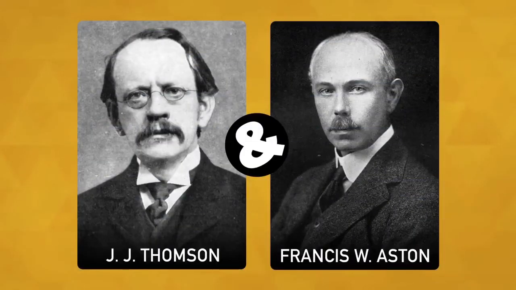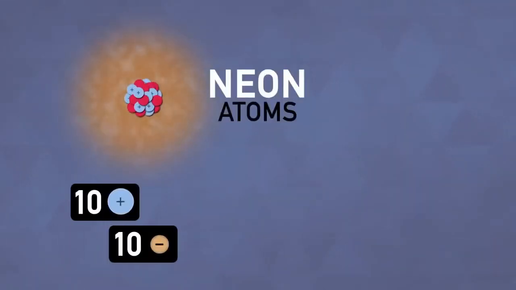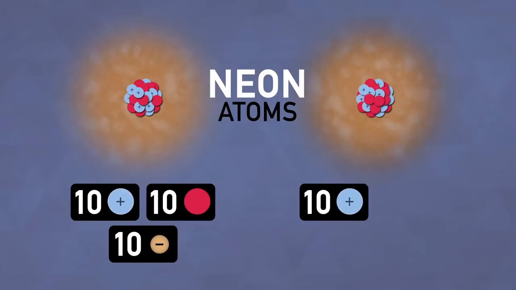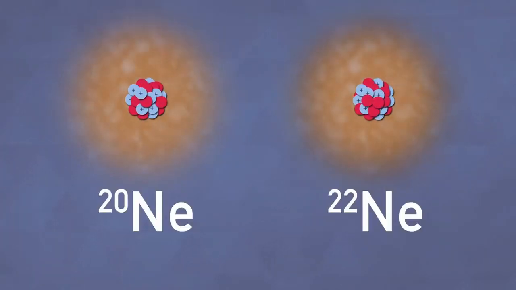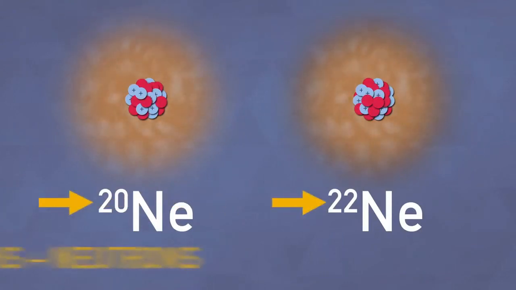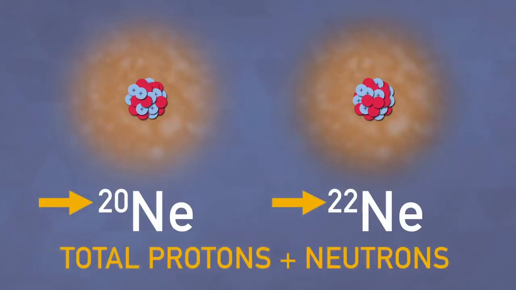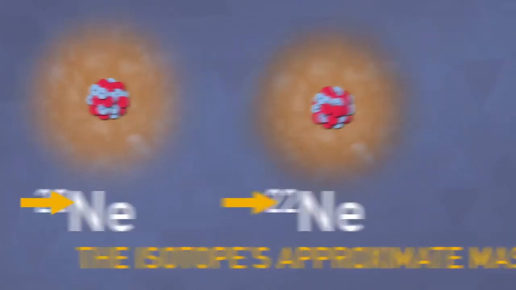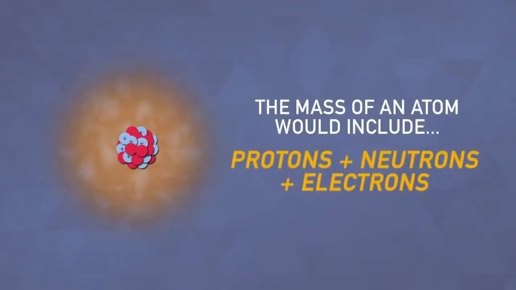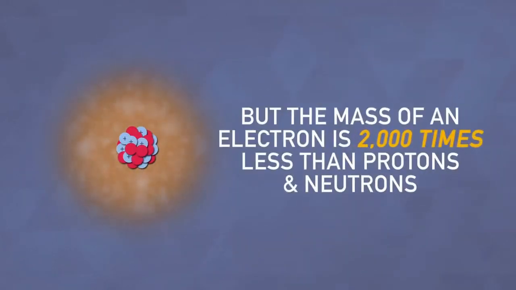Thomson and Aston investigated neon and found 2 isotopes, one with 10 protons, 10 electrons and 10 neutrons, the other with 10 protons, 10 electrons and 12 neutrons. These are the 2 isotopes, neon 20 and neon 22. The total number of protons and neutrons gives you the mass number. Actual mass is a little bit different because of the electrons, but they're so small we tend not to count them.